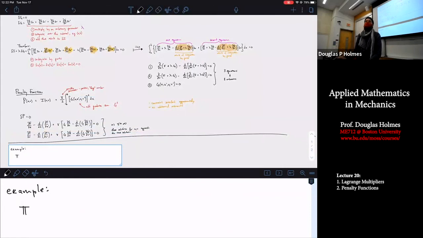Capital Pi is often used in elasticity to denote the total potential energy of your system. So we'll say the total potential energy of our elastic beam can be found from the deflection and the kind of angle change along the x-axis. Which is basically, this is like a curvature.